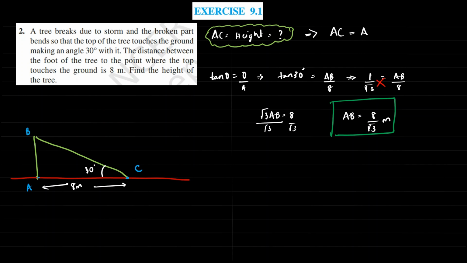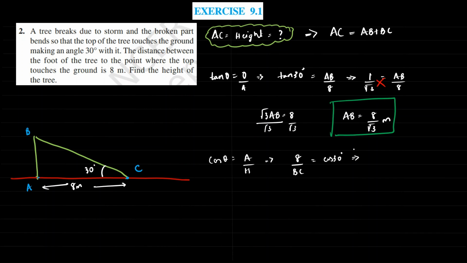So AC is nothing but AB and BC added together. So I have the value of AB. I need to find out the value of BC as well. In order to find that out, I can take up cos of theta, because cos theta gives you the adjacent side over the hypotenuse, and here the adjacent side is 8, and 8 over BC is going to be equal to cos 30 degrees.